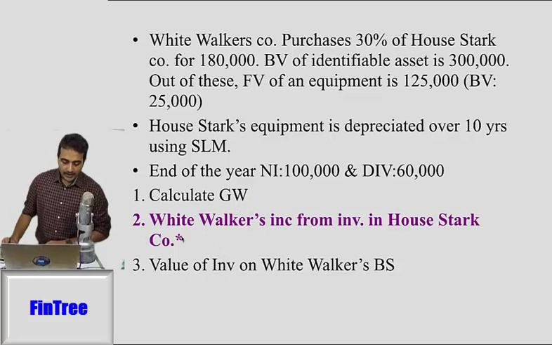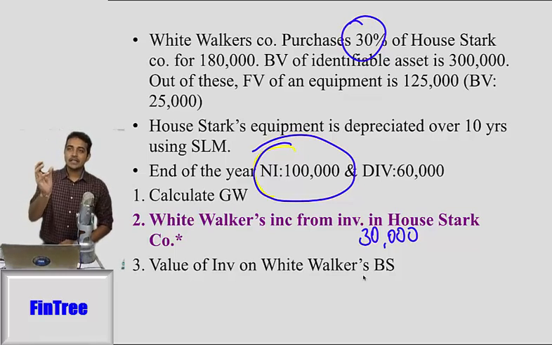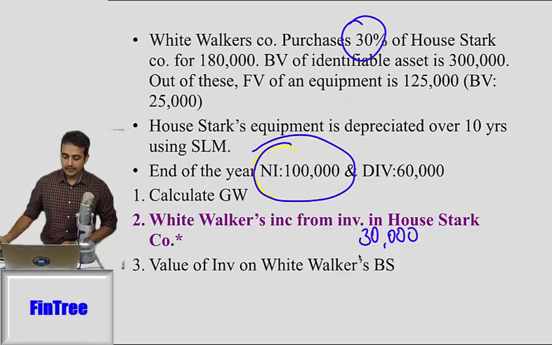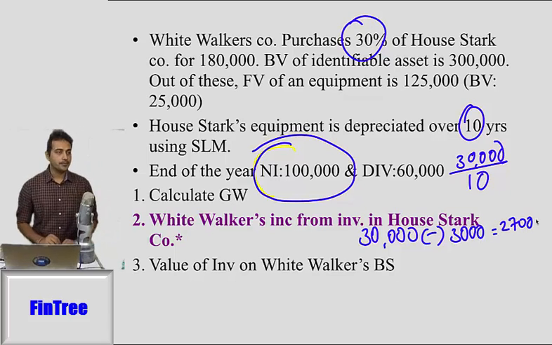Second, White Walker's income from investment in HS. So how do we do it? First year income is how much? Manoj, first year income is 100,000. Our share is how much? 30%. So our income is how much? 30,000. But that excess of fair value that we assign, that also needs to be depreciated. How much was that excess? 3,000. And what is the life of that asset? 10. So this 3,000 needs to be deducted, and therefore we get 27,000.